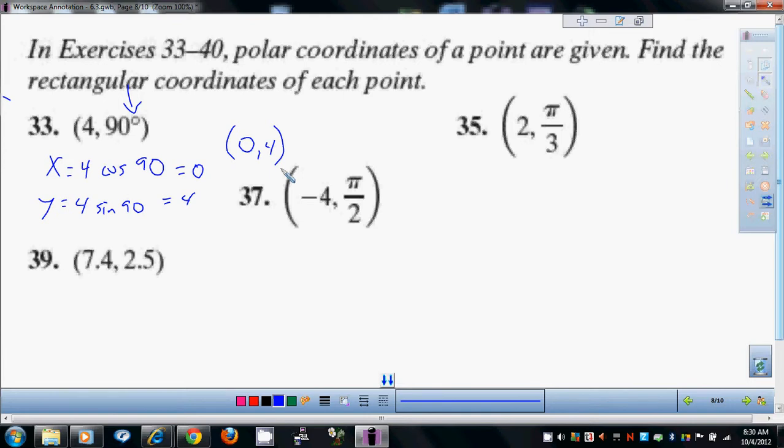37. Same thing. Just make sure you're in radian mode. Negative 4 cosine pi over 2 for your x. Negative 4 sine pi over 2 for your y. What doth that give you when you punch it in?